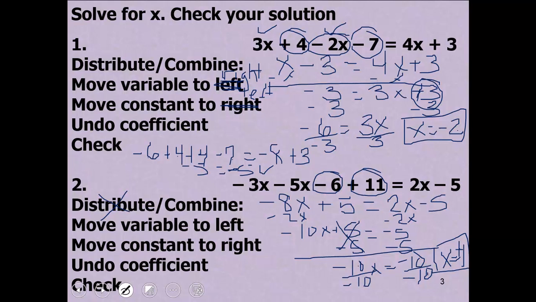To check it, you plug it in. So I have 3 times negative 1, that's negative 3, minus 5 times 1, that's minus 5, minus 6 plus 11, equals 2 minus 5. Looky here, I got a positive 11. These two add to a negative 11, so I'm ending up with negative 3 equals negative 3, and it checks.